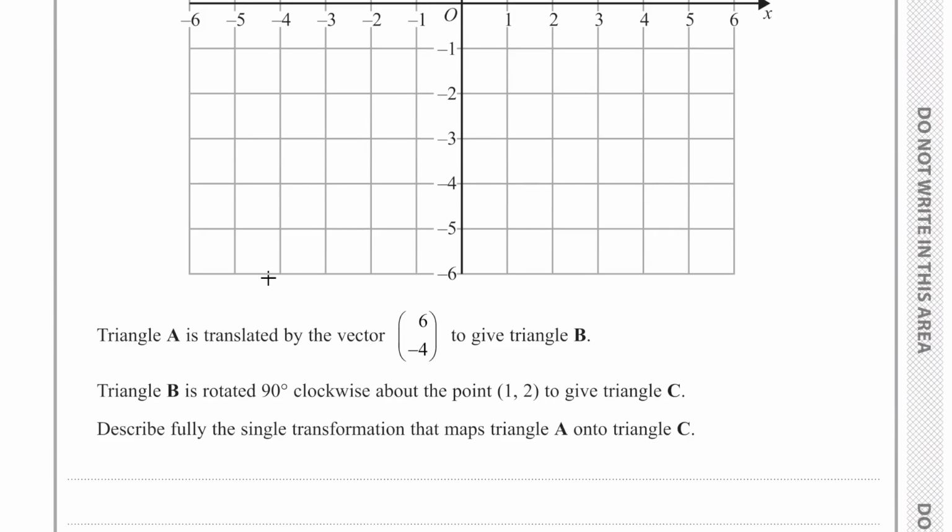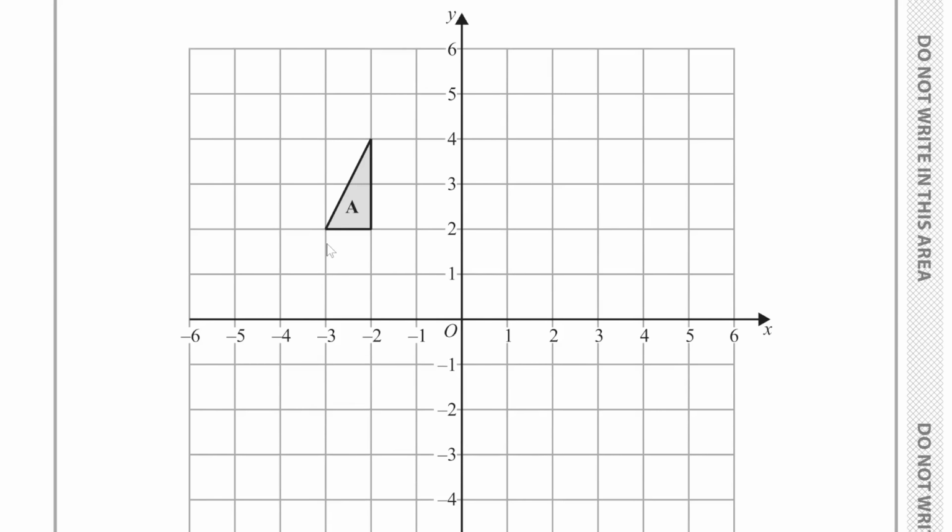Question 11. We've got triangle A. It's translated by the vector 6, -4 to give triangle B. So translated means moved, and this vector, the top one, is left and right. So that means 6 to the right. The bottom one is up and down. Because it's negative, it's down. So it's 4 down. So triangle A is moved 6 right, 4 down to give triangle B.